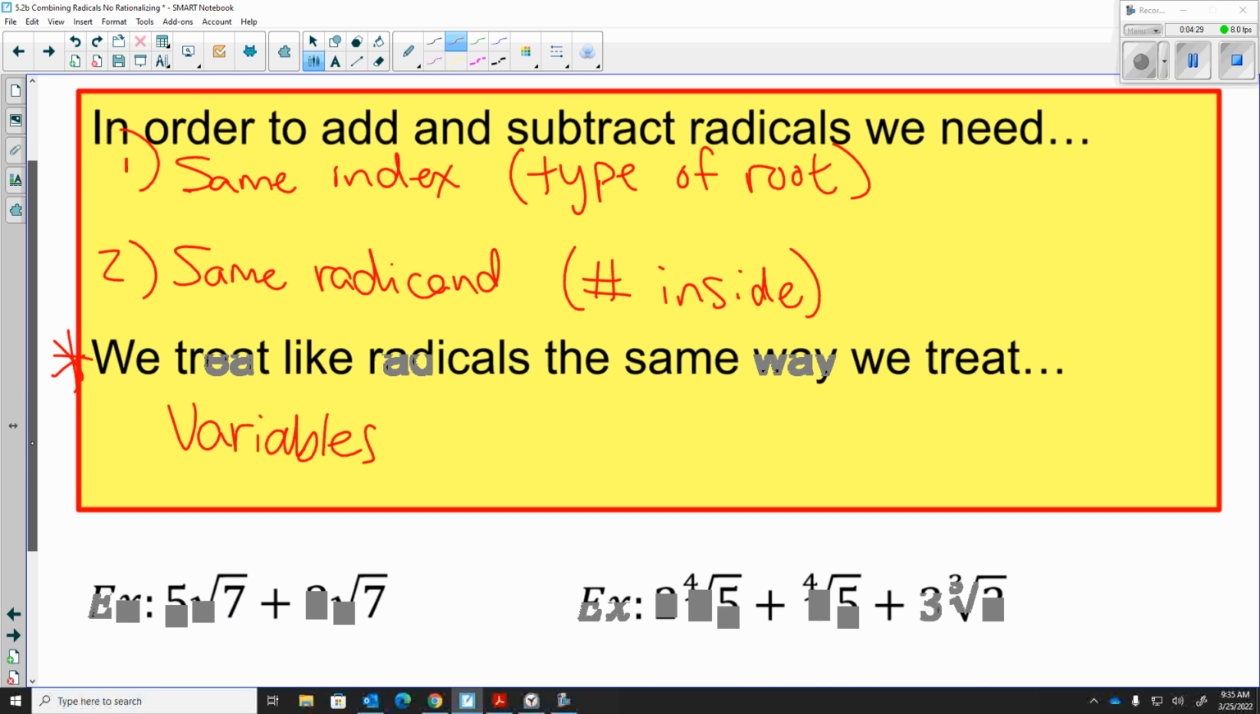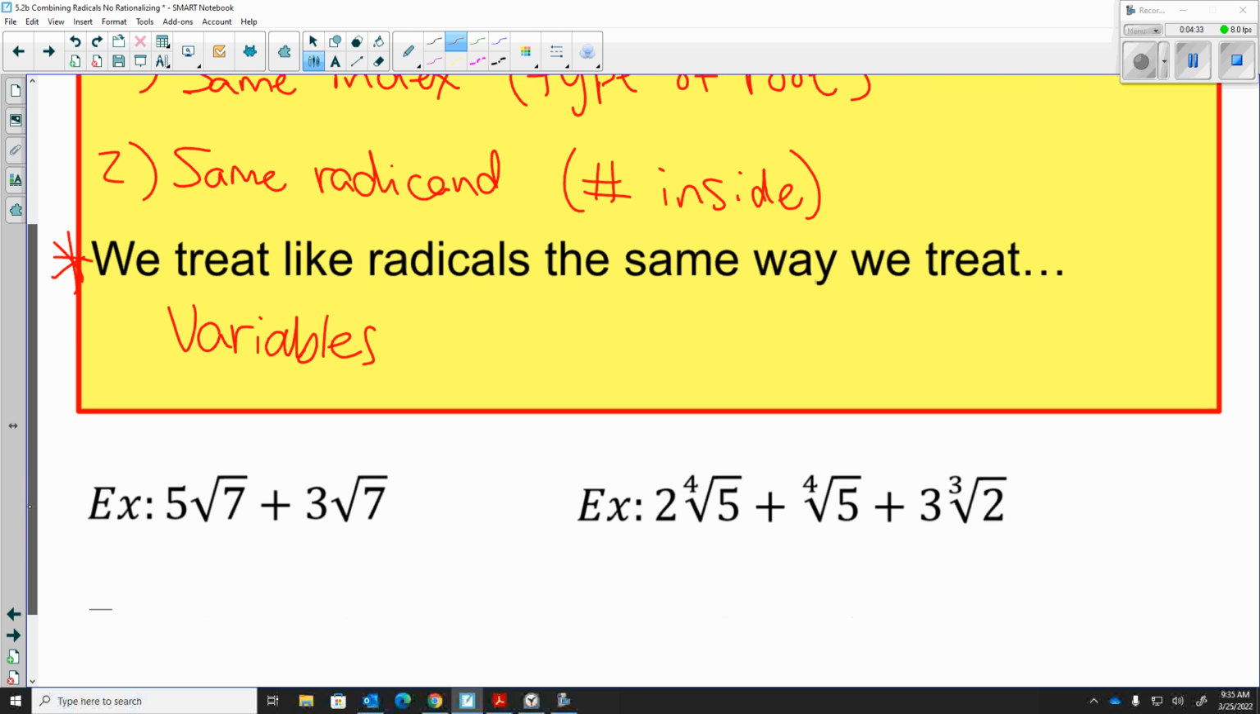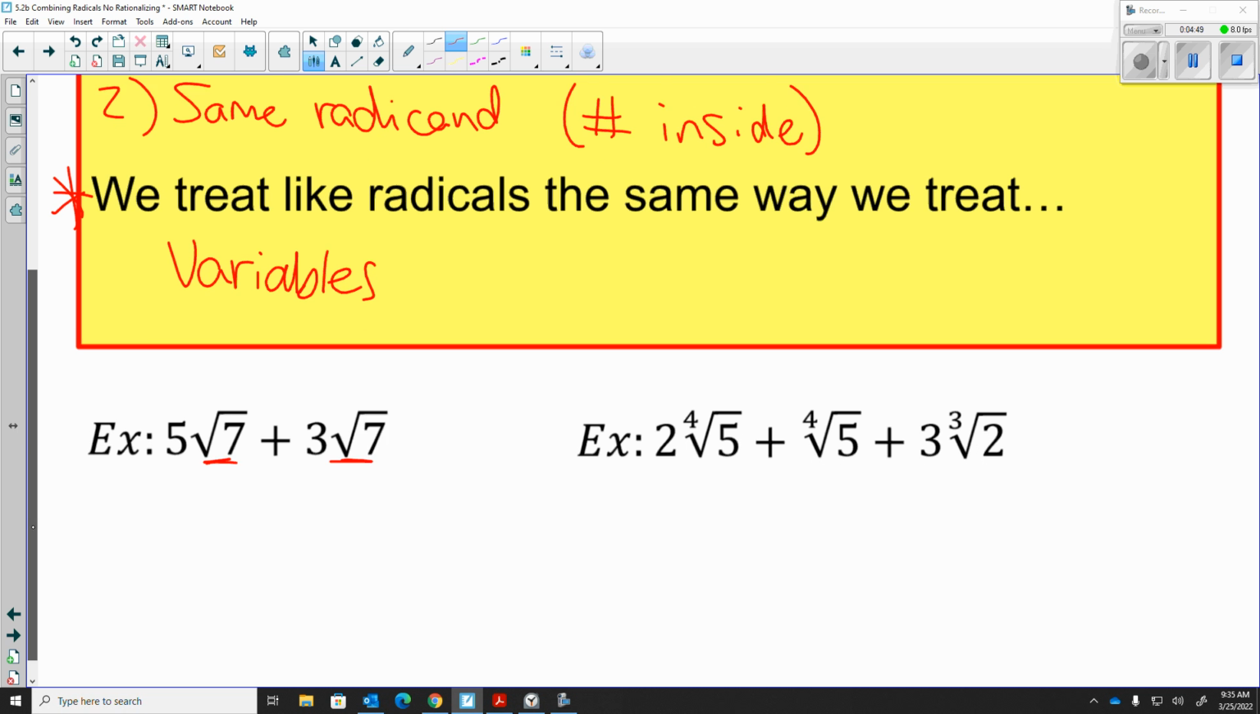All right, so a couple of quick, 2 more examples. Square root of 7, square root of 7, are these the same root? Square root, right? Same radicand, yes? They're both 7. So pretend like it's a variable. What's 5 plus 3? 8. So what is this? 8 square root of 7. Wow, you guys are geniuses.